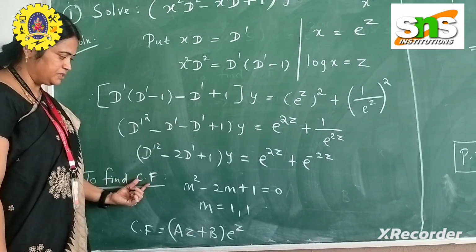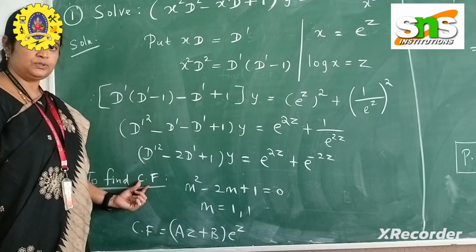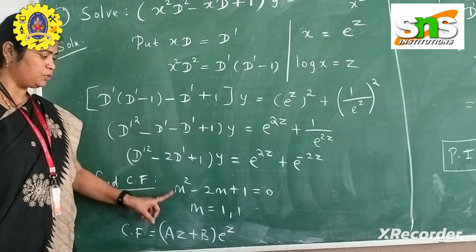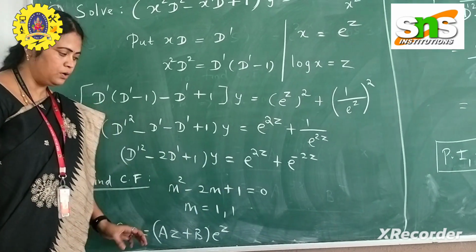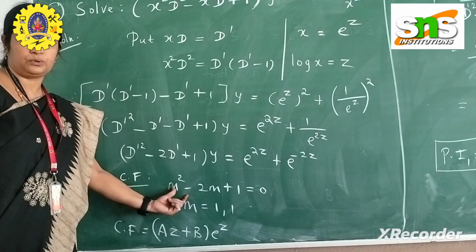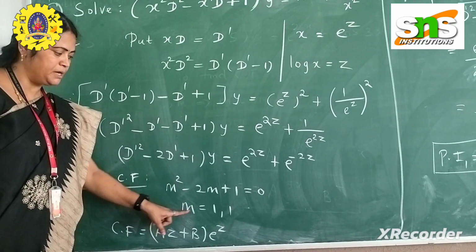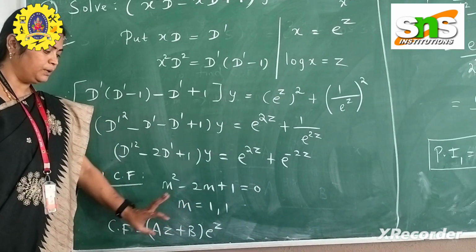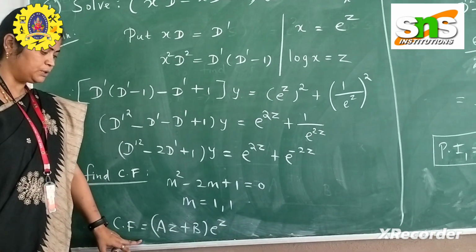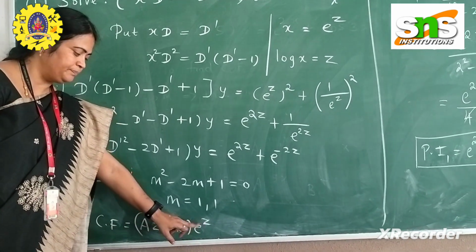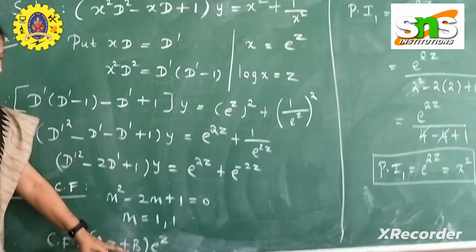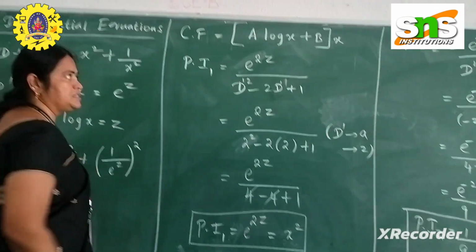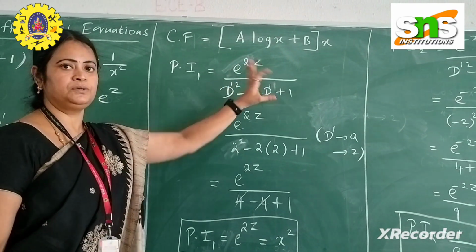Let me find the complementary function. What I told in the previous class itself, complementary function is nothing but you have to replace D' by m. So here it is m² − 2m + 1 = 0. This is nothing but (m − 1)². When you find the roots, you will be getting m equal to 1, 1. Here the roots are real and equal. So for real and equal roots, the complementary function is CF = (az + b) e^z. Our z can be replaced by log x and e^z can be replaced by x. So this is our complementary function. CF is a log x + b x.